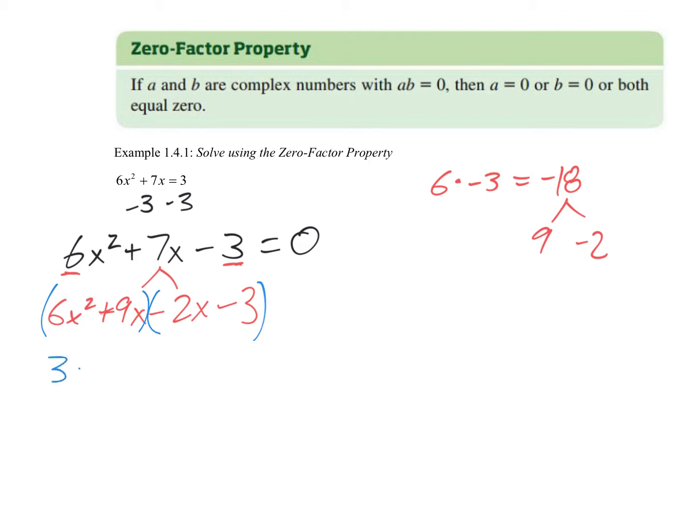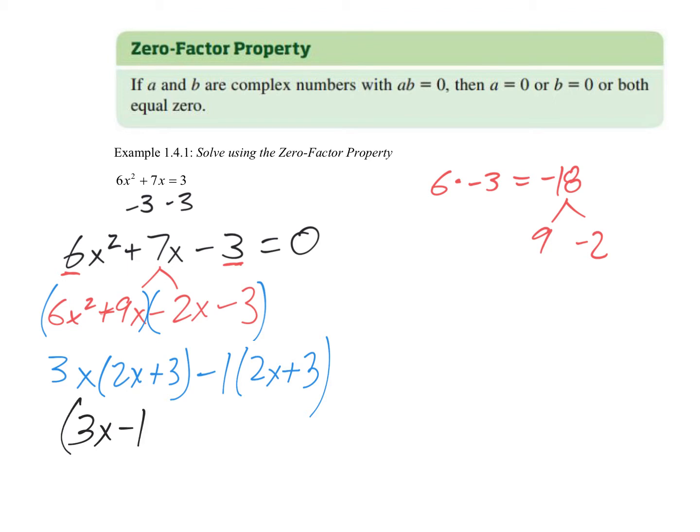So from here, we'll take out 3x. And when we do that, we're going to have 2x plus 3. From our second group, we'll take out a negative 1, and we'll have 2x plus 3. So again, remember, each of the remaining parentheses should be matching. When we put it together, we should have 3x minus 1 times 2x plus 3 is equal to 0. Okay, so once we've got these two factors, we can now finish solving to get our answer.